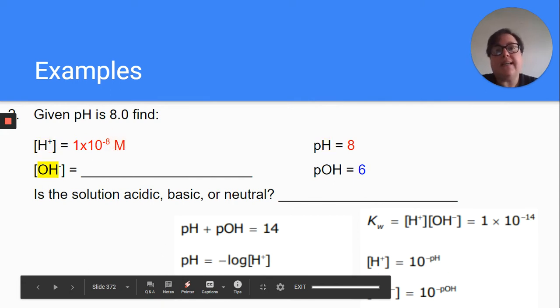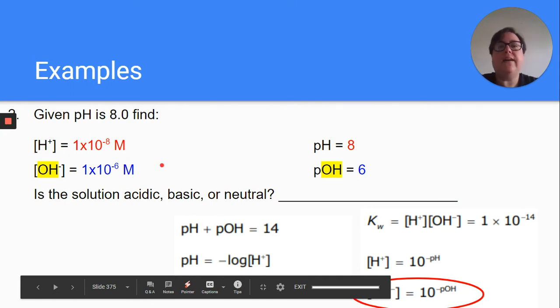Now we want to find hydroxide. We have 2 ways we could do that. We could use that Kw formula and know that the exponents have to add up to negative 14. Or we could base it on pOH: hydroxide is equal to 10 raised to the negative pOH. So the pOH is telling me my exponent, and it has to be negative. So we would say 1 times 10 to the negative 6 molarity. So pH and pOH add up to 14. The exponents on my 2 concentrations add up to negative 14. So that's why 14 is the key number here.